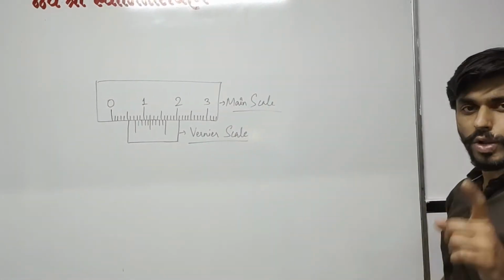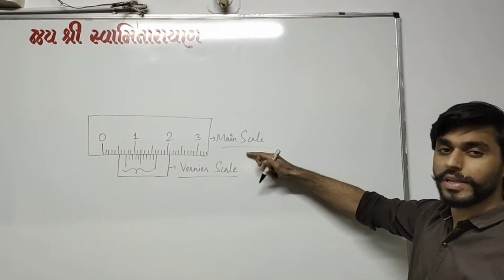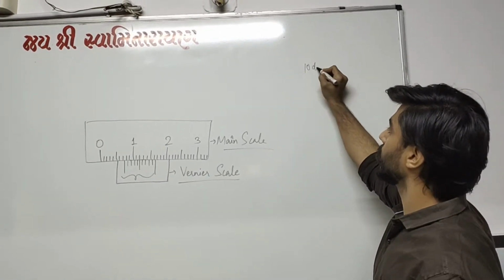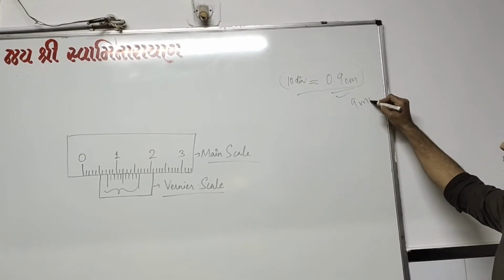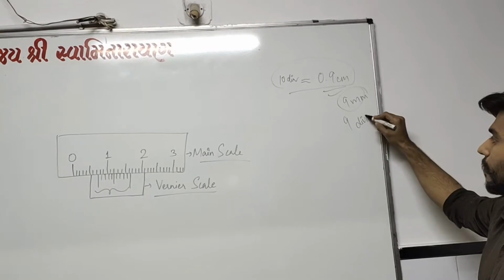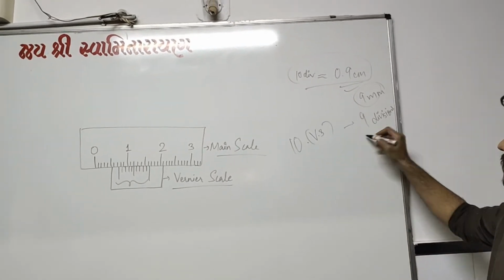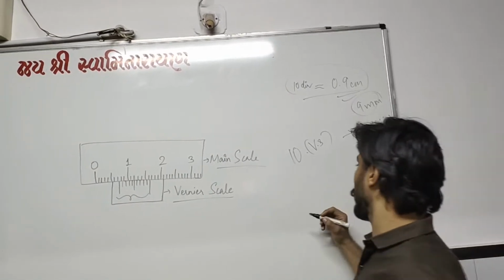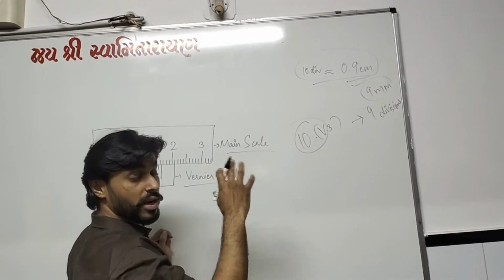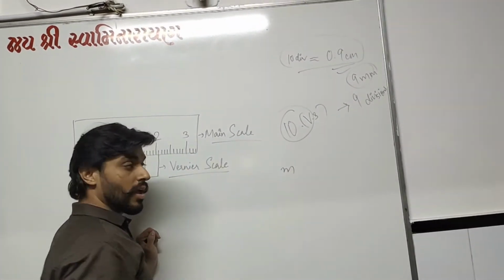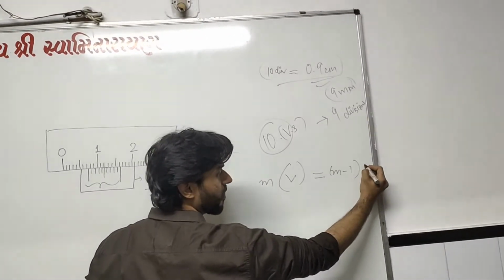Now, what will it be in the vernier scale? We know one thing: 10 divisions of the vernier scale coincide with 9 divisions of the main scale. We saw that. How? Because 10 divisions of the vernier scale were coinciding with 0.9 centimeter, that is basically 9 mm, that is basically 9 divisions of the main scale. Now, there's a procedure for this. Let this be M. The number of divisions coinciding will be M, so M divisions of the vernier scale coincide with M minus 1, that is 9, divisions of the main scale.